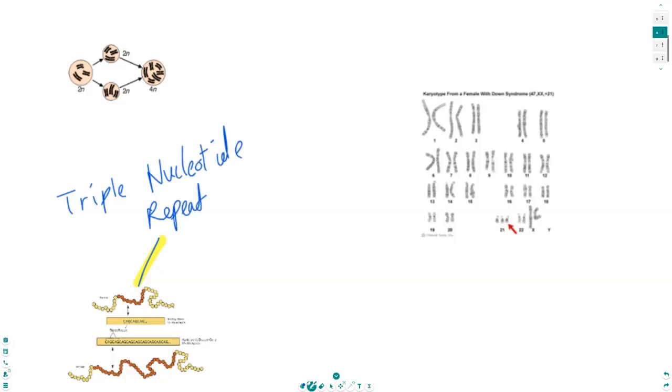So here in fact is an example of a triple nucleotide repeat. So just to emphasize, this is a triple nucleotide repeat, and that can cause Huntington's. And this example here is Huntington's disease. So this is a triple CAG repeat, and so on. And it can make a really weird protein, which can lead to Huntington's disease.